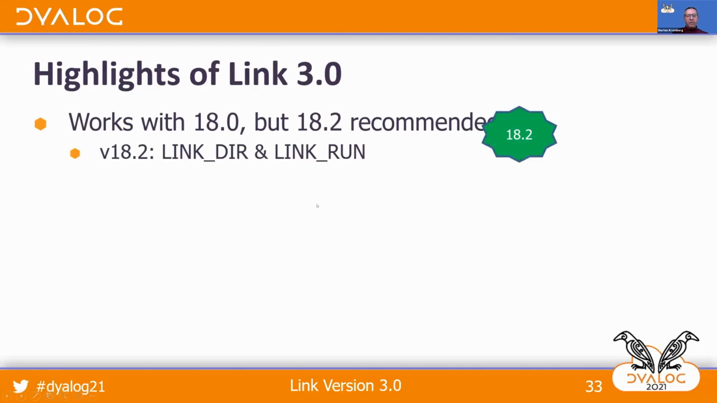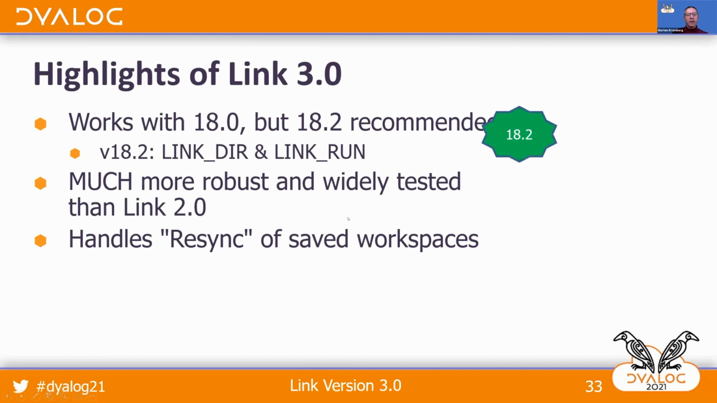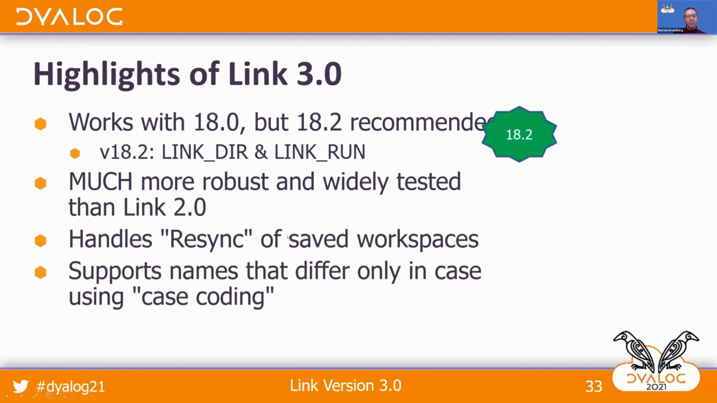Highlights of Link 3, I think we've seen most of them. Most of the benefit is, or it works really well with 18.2. It does also work with 18.0, but there are a few of the things like the resync and link dir and link run, I think, are going to require 18.2. It's starting to become quite widely used. It handles resync, and it supports names that differ only in case.